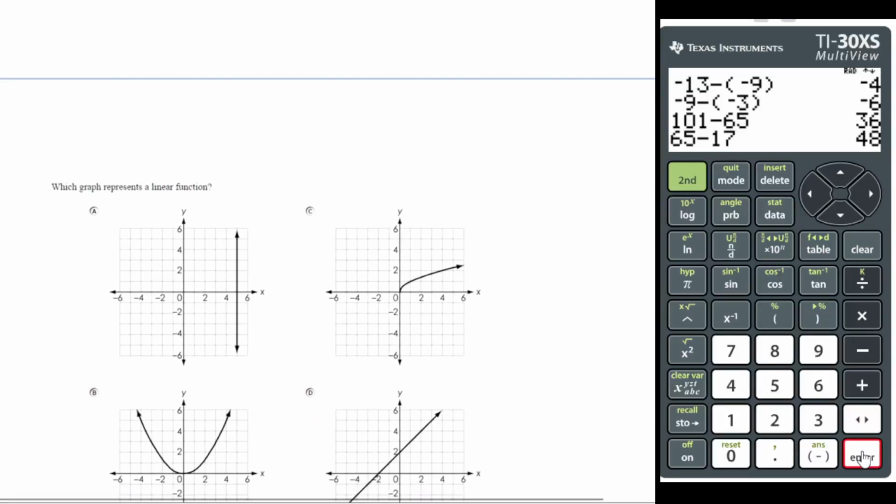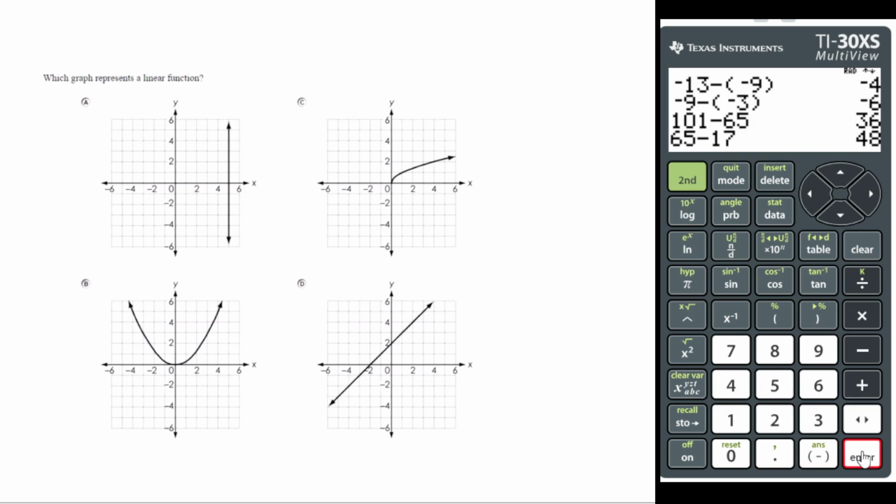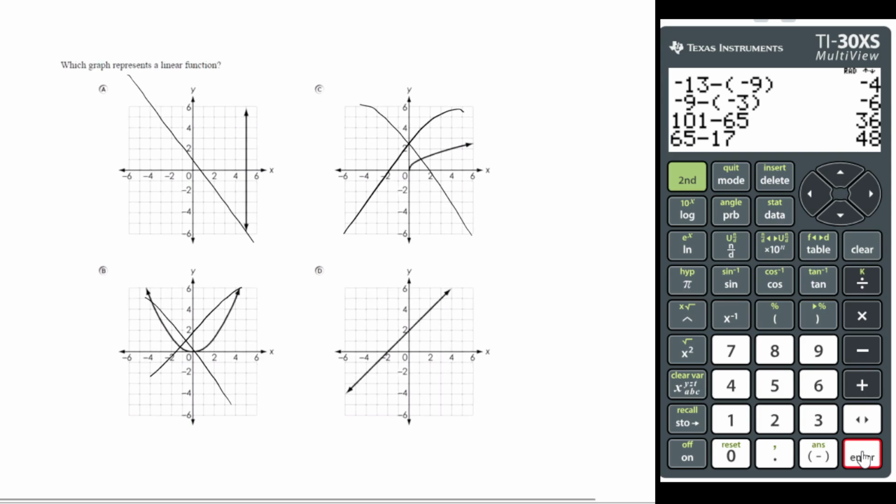Which graph represents a linear function? This is just like the other one we did. C is not a straight line. Bad. B is not a straight line. Bad. A fails the vertical line test. Bad. D, straight line that doesn't fail the vertical line test. D.